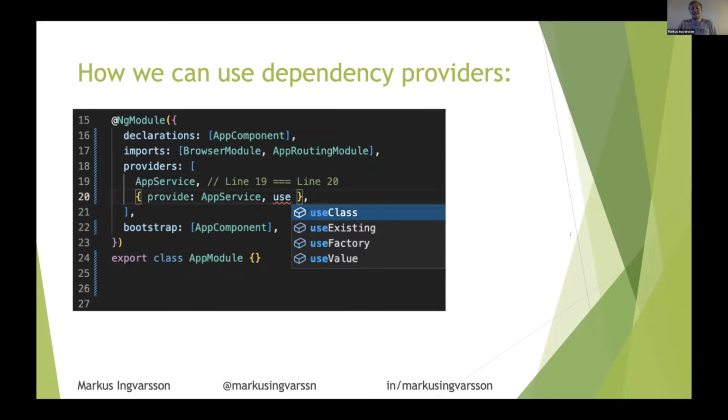And it does not stop there. We can even provide a value, such as an object, or even a function instead of a class. So if we provide a class to use existing instead of use class, rather than creating a new class, we will go and ask for an already instantiated class from the injector.